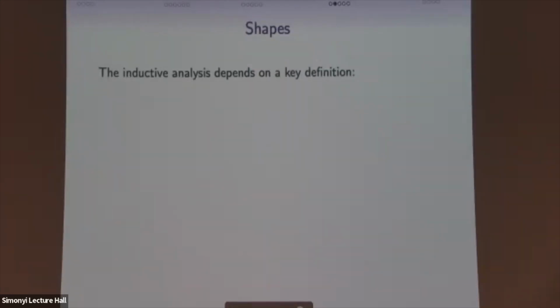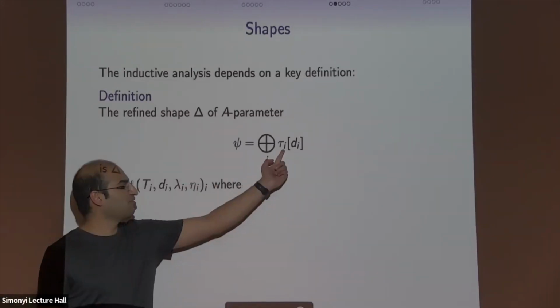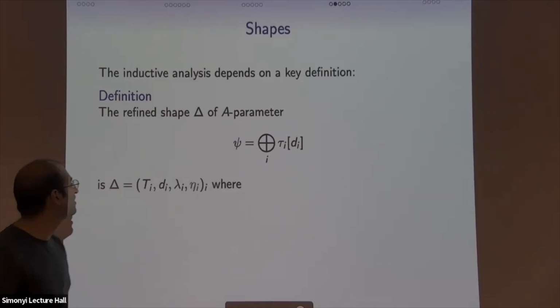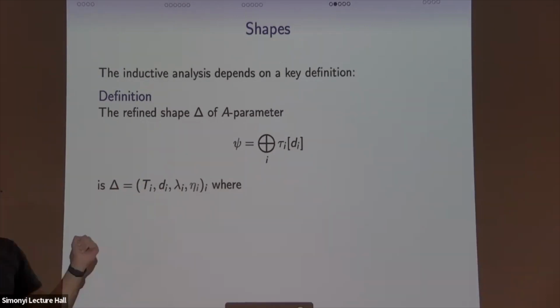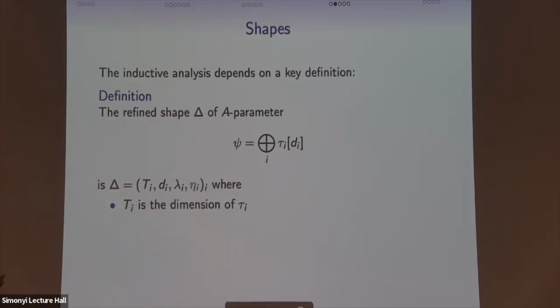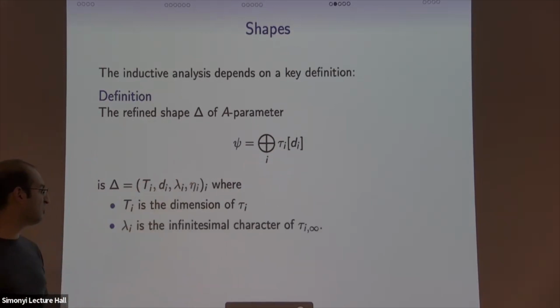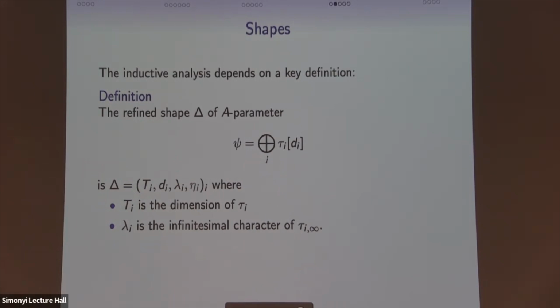Okay. Now, this inductive analysis will depend on a key definition that we're going to call refined shape. If you have an Arthur parameter, remember we wrote the Arthur parameter as these tau i's, bracket these d_i's, this formal sum. Then the refined shape of it is basically a series of triples, t_i, d_i, lambda_i, where t_i is the dimension of this tau_i, a cuspidal automorphic representation for some GL_{t_i}. d_i is the same d_i as before, and lambda_i is the infinitesimal character of the infinite part of each of these tau_i's. So this is some invariant of the Arthur parameter.